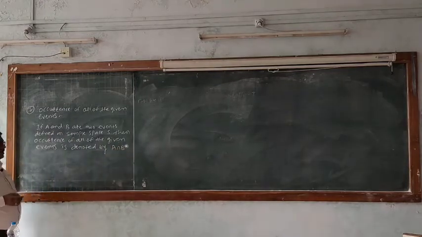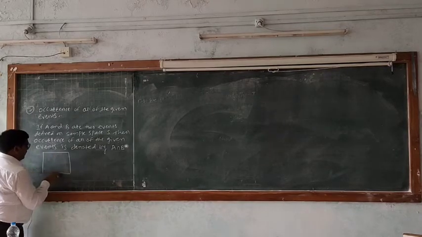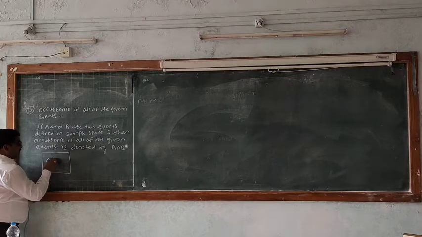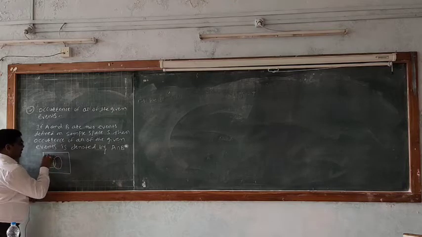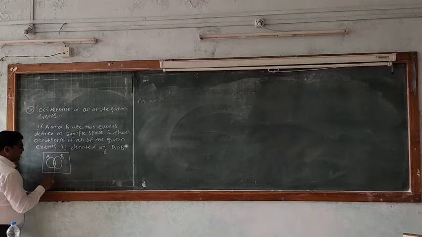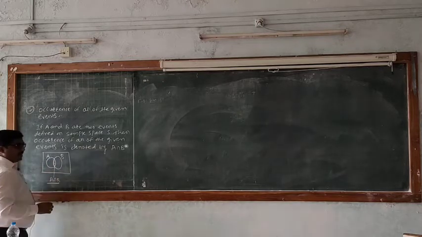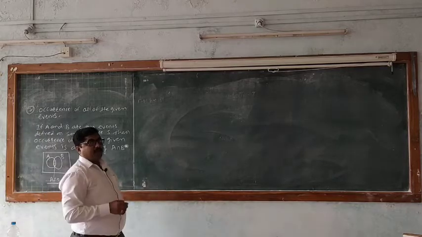And if you draw the Venn diagram, this is your A, B, and this is your common region. So this common region is nothing but A intersection B.